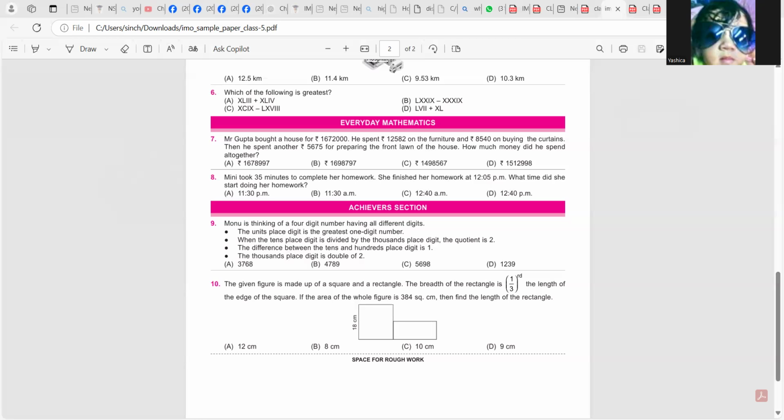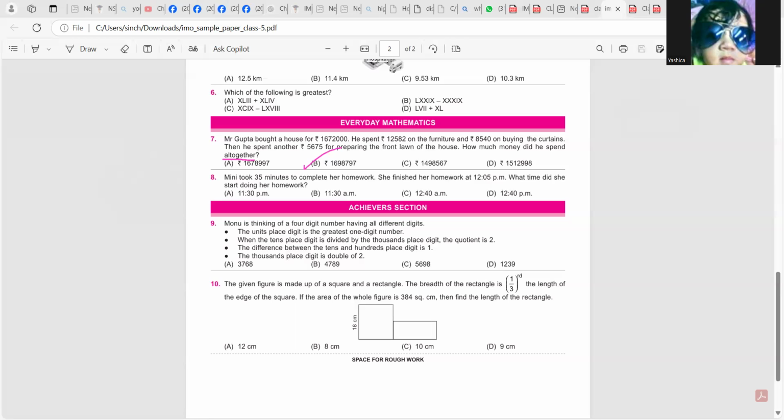Do it fast, Yashika. If you complete this paper, we can start another paper. Do it fast.